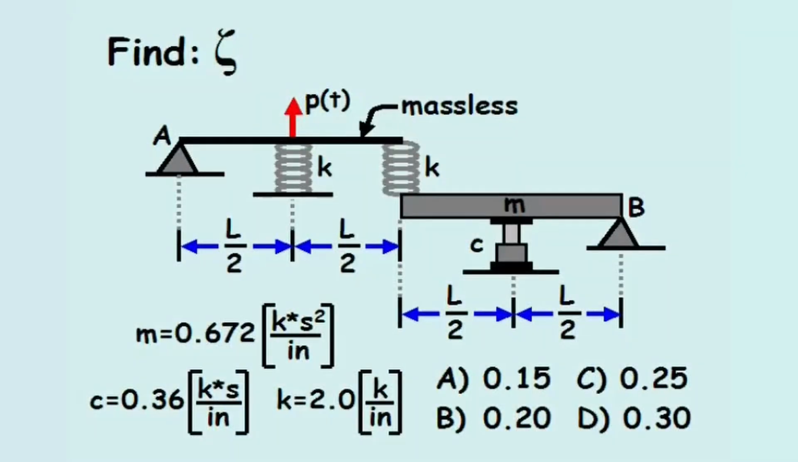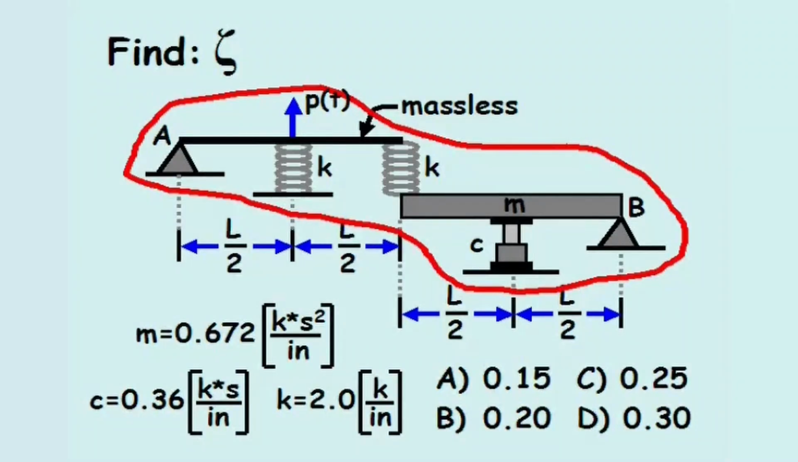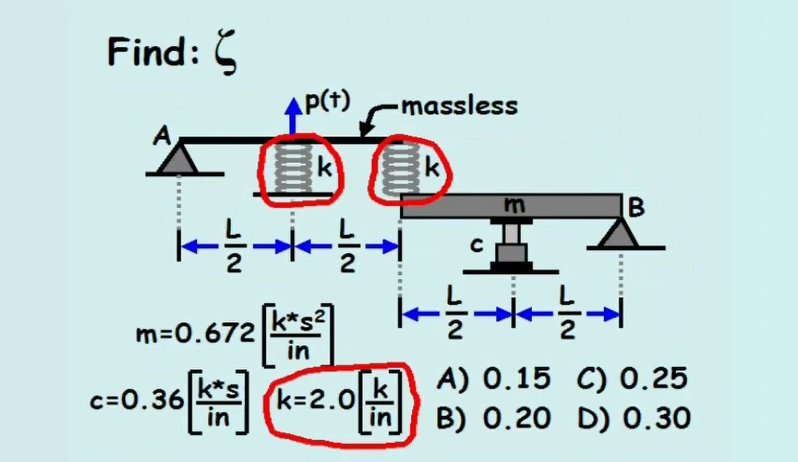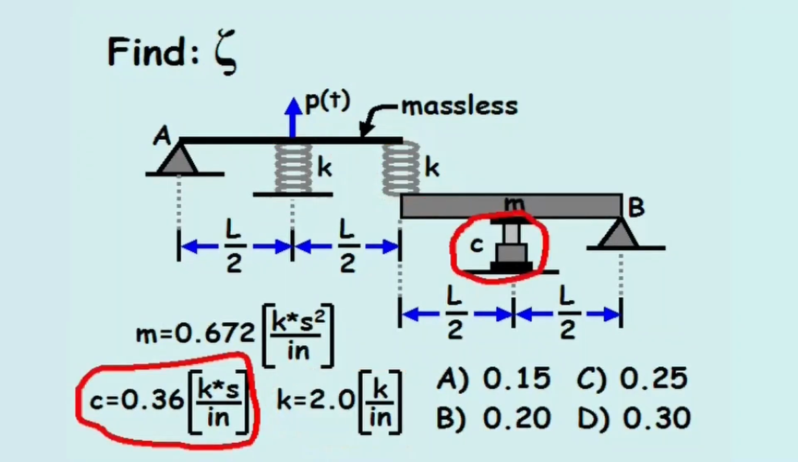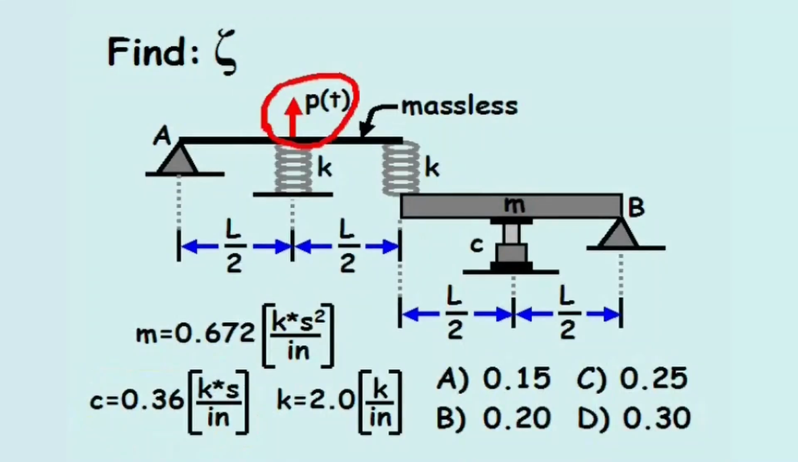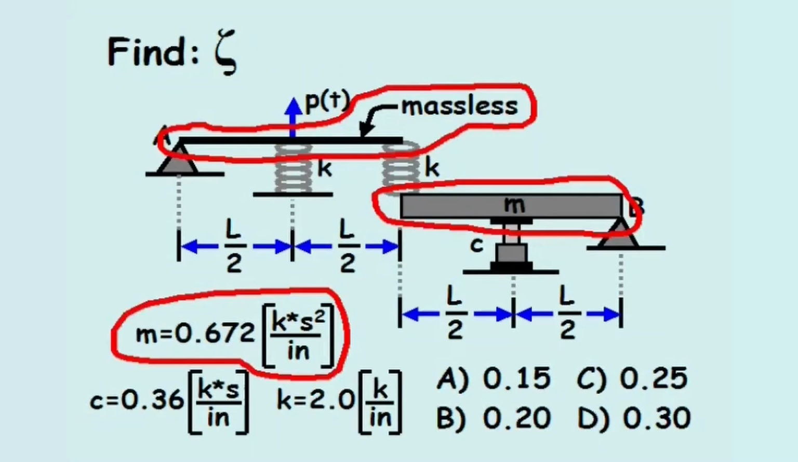Find the damping ratio. In this problem, a complex single degree of freedom system is composed of two springs with the same spring constant, one damper with a known damping coefficient, a force, P, and two rigid beams, one massless and the other with a known mass.